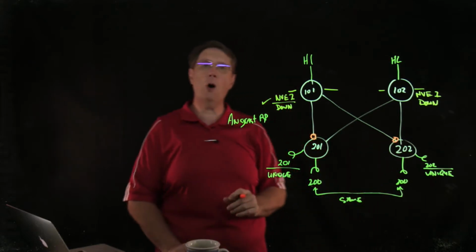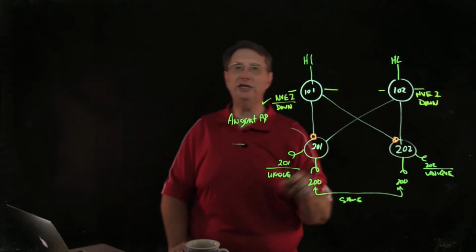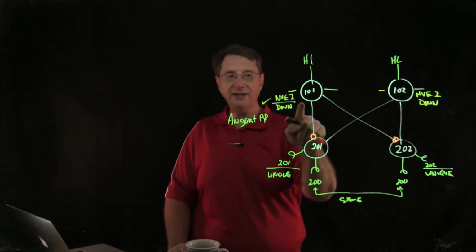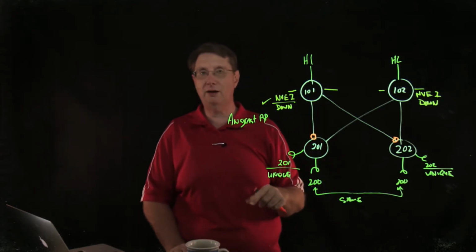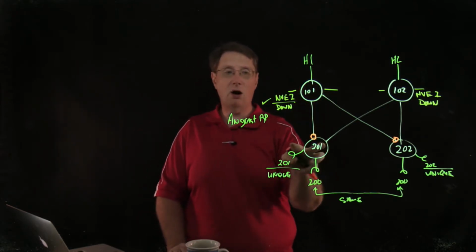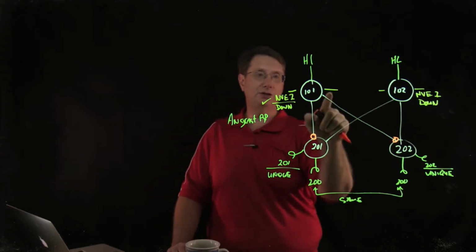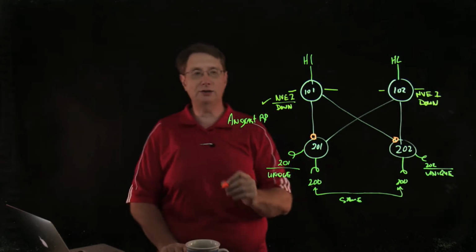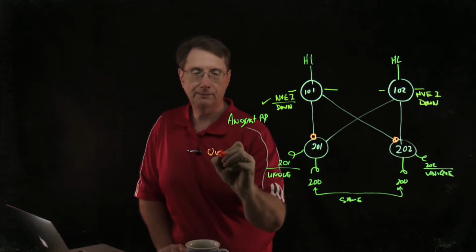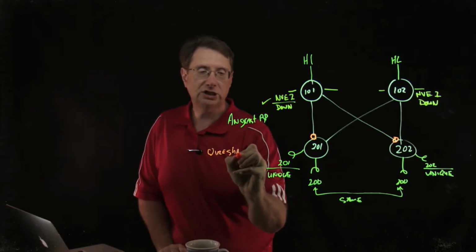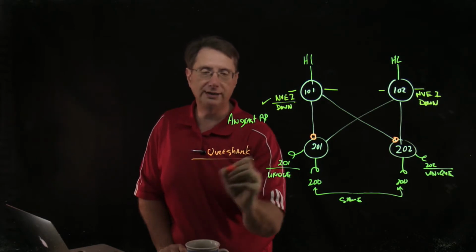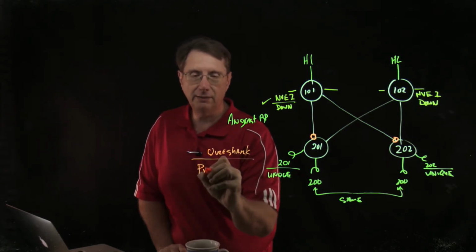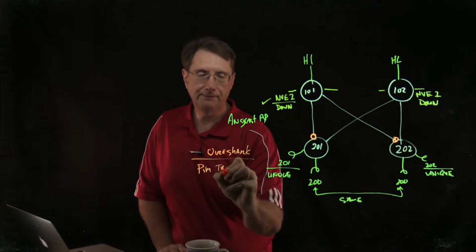So I'm going to open up a session of Wireshark to each of these resources. On these interfaces, the ones pointing towards leaf 101 on spine 201 and on spine 202, I actually want to use Wireshark. And specifically, I want to look initially at PIM traffic.